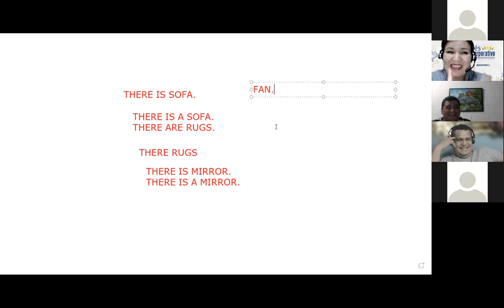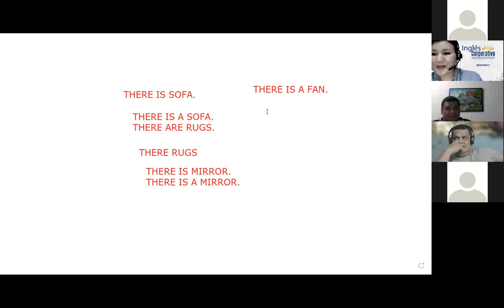There is a fan, there is a fan. Okay. There is a fan, the television, there are two sofas. There isn't a mirror. There isn't a mirror. Good, very good job. Let me see. Good, the blower, no, right. Fan, fan, fan. The next one.